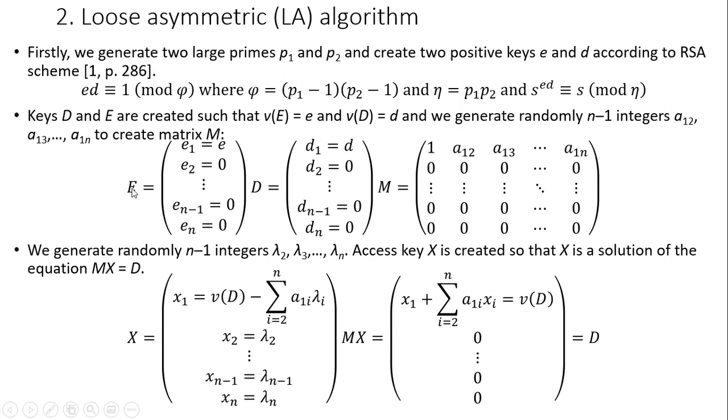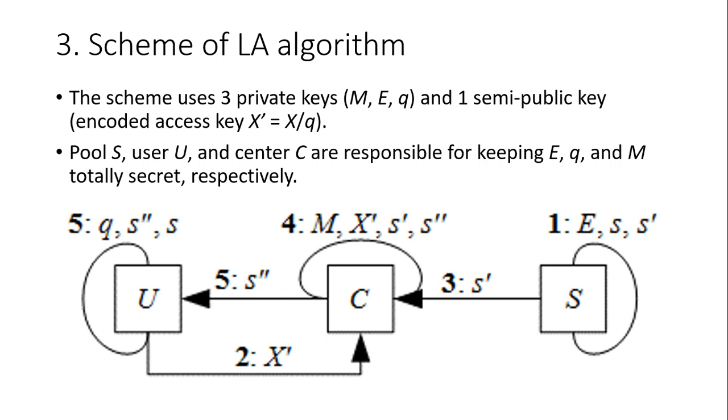Here, Ke, Kd, and mass matrix M. We generate randomly n minus 1 integers lambda 2, lambda 3, lambda n. A set K S is created so that S is a solution of the equation MS equals D. These two equations are very important. This is the scheme of the LA algorithm.